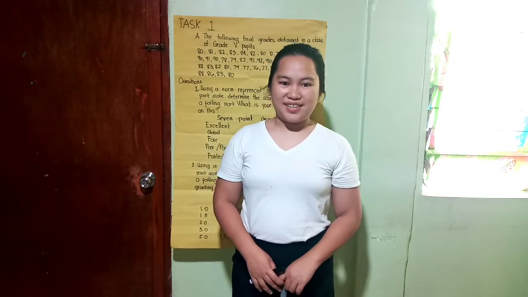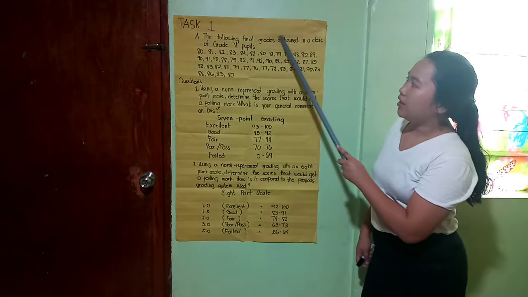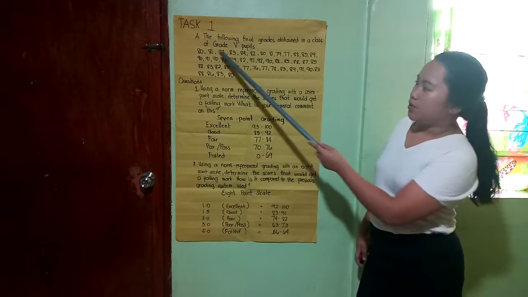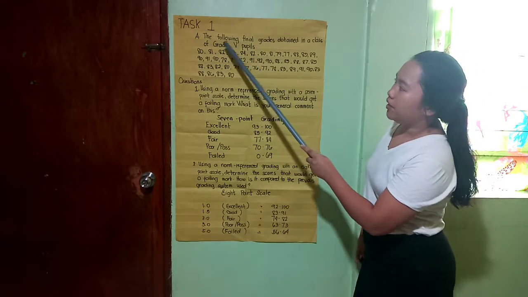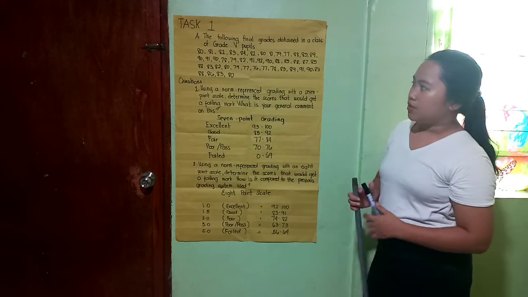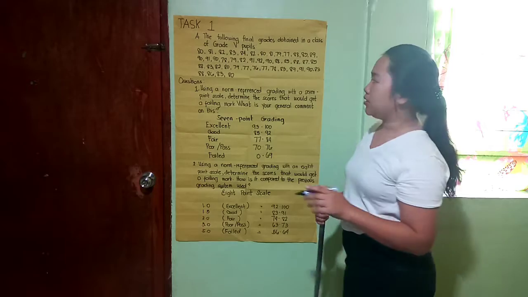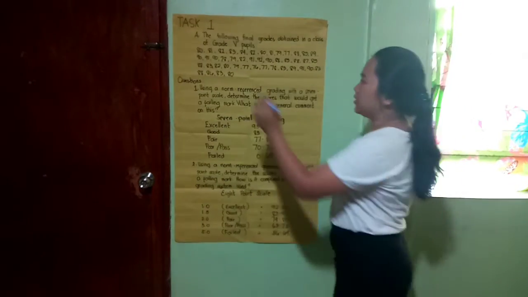The title of the output is the computation of grades in elementary learning area. So we will proceed to the task. In Task 1, the following final grades are obtained in a class of Grade 5 pupils. So here are the grades of all Grade 5 pupils. As we can see, the highest grade of a Grade 5 pupil is 92 and the lowest grade is 76.